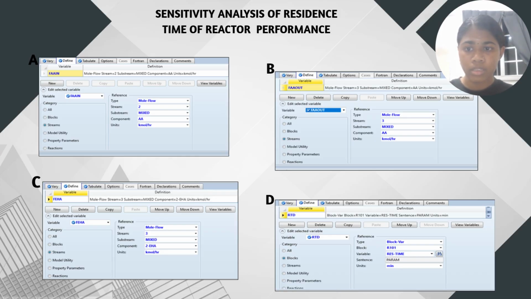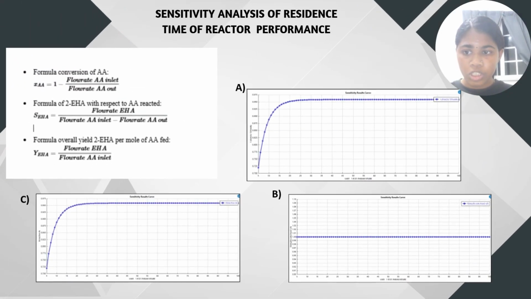In the slide, we can see there are four pictures. Picture A will be the sensitivity analysis setup for moles of acrylic acid entering, B will be moles of acrylic acid exiting, C will be moles of 2-EHA produced from the reactor, and D is residence time. The first picture is about the formula of conversion of AA, and the next is the formula of 2-EHA with respect to AA reacted, which is the selectivity, and the next formula is the overall yield of 2-EHA per mole of acrylic acid fed.